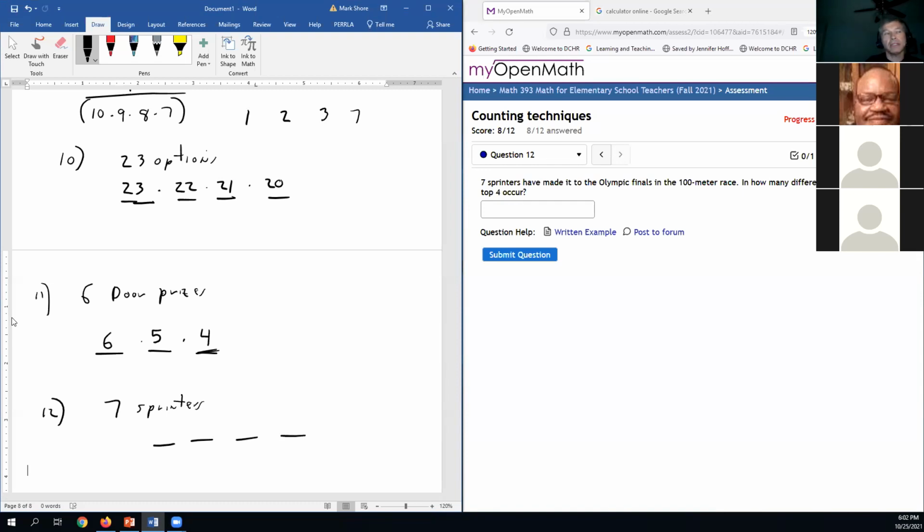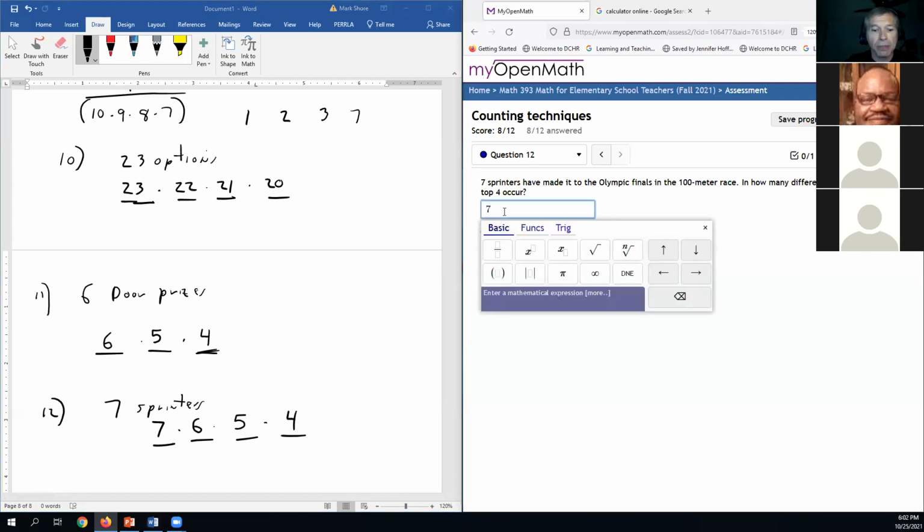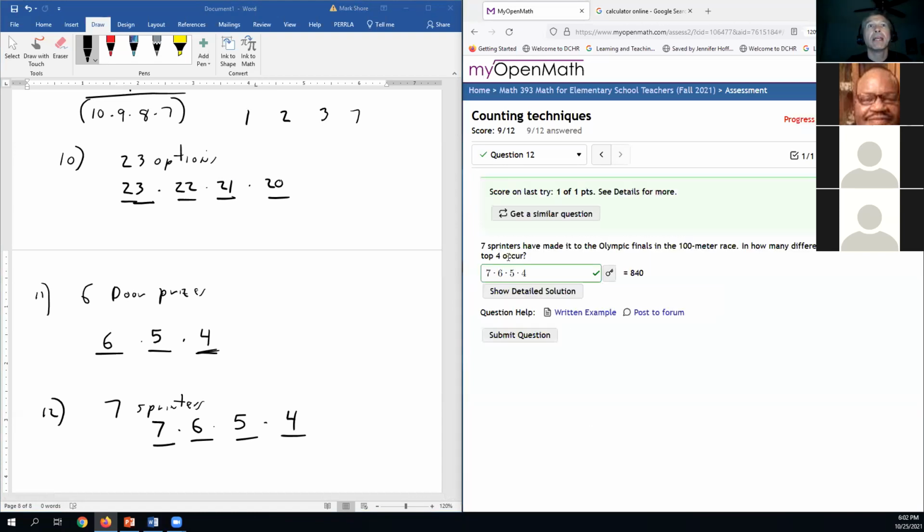So any one of these 7 can come in 1st place. Then after that person comes in 1st, any one of the 6 can come in 2nd. And after that, any one of the 5 can come in 3rd. And after that, any one of the 4 remaining could come in 4th. And again, it's just multiplying these together. I think I'll just type it in this way: 7 times 6 times 5 times 4. And that would be that one.